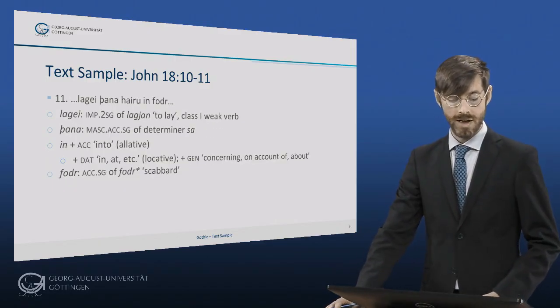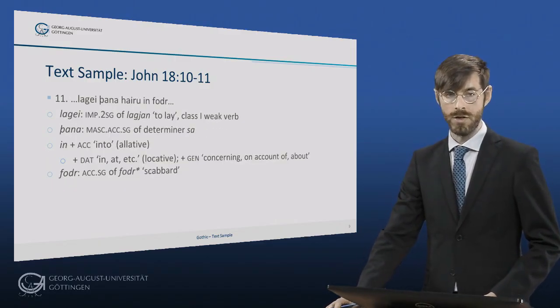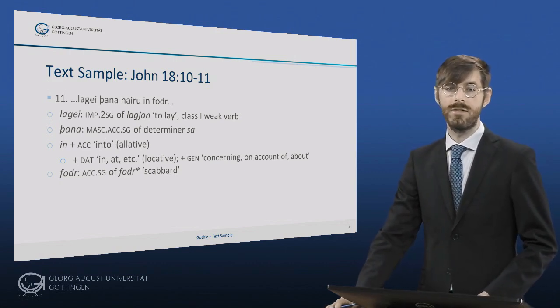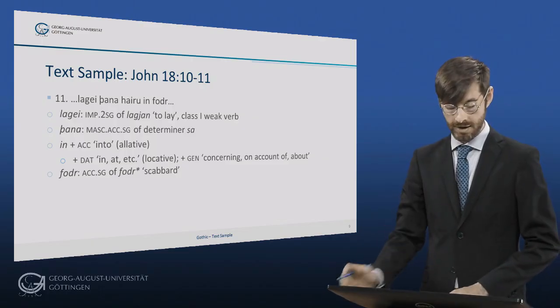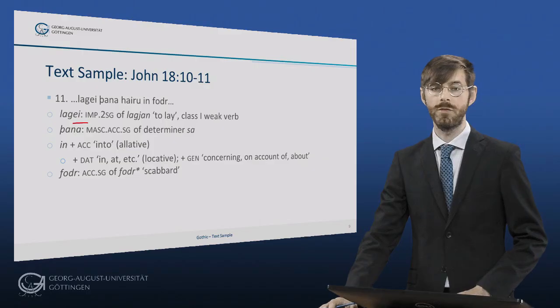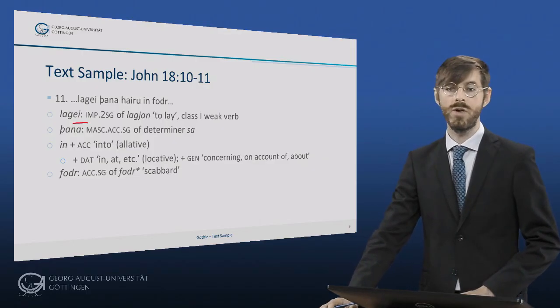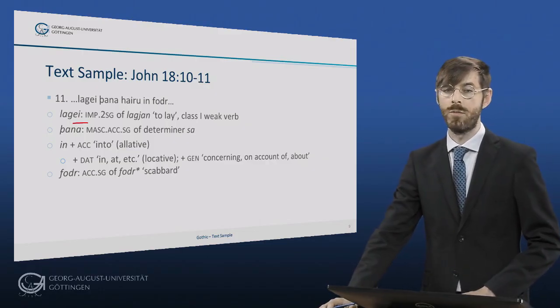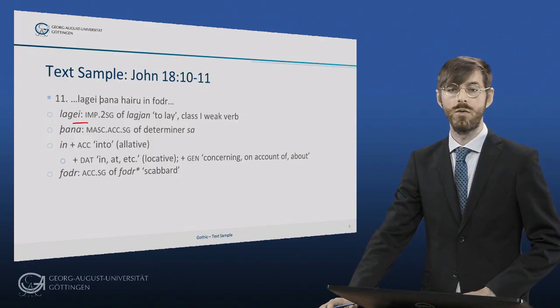Then we come to Lagei þana hairu in fodr. Lagei, "lay," stands out as a second singular imperative form terminating in a long e, which is spelled e plus i. This is a peculiarity of class 1 weak verbs whose stem-forming derivational suffix otherwise takes the form of either a glide, ja, or a short high vowel, i.